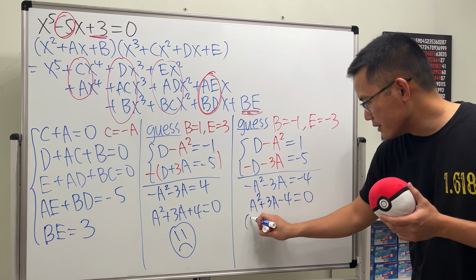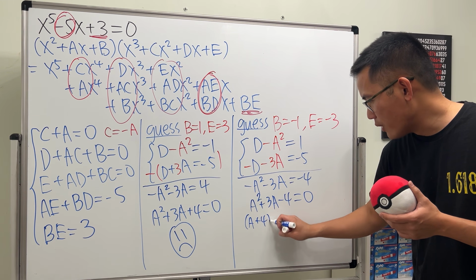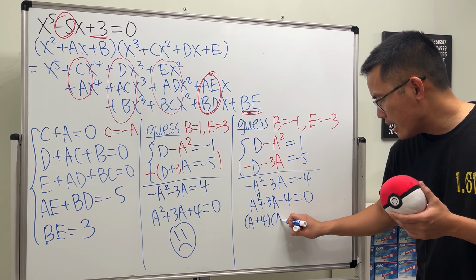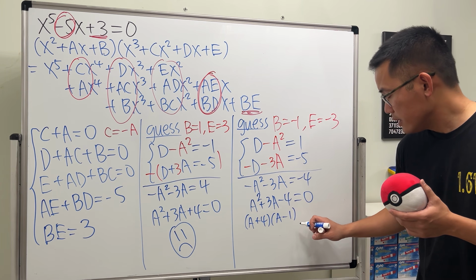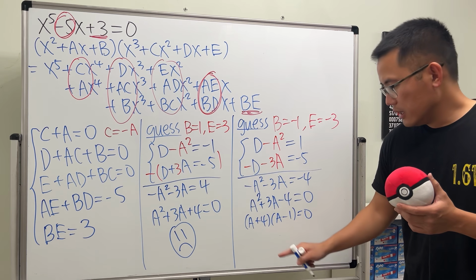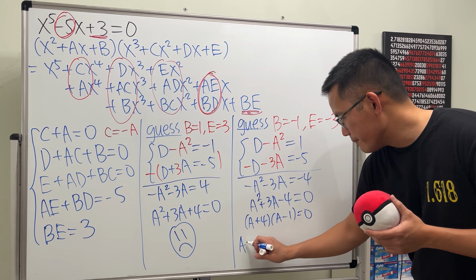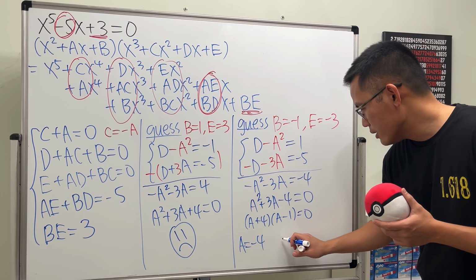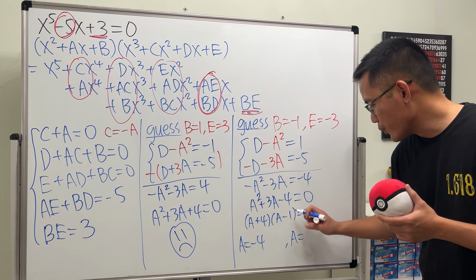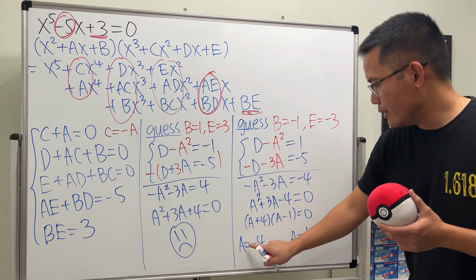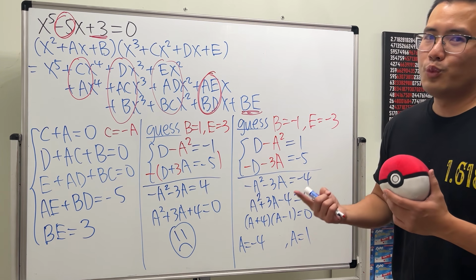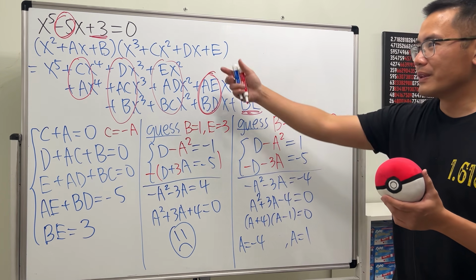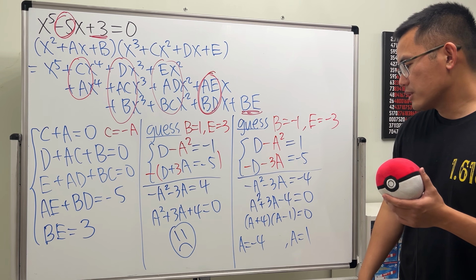And of course, we can factor this. We get a plus 4 and then a minus 1, and that's equal to 0. So that means a is equal to 4. Sorry, a is equal to negative 4, or a is equal to 1. Wow. Of course, you know there's only one correct answer for this factoring. So let's just go ahead and check.